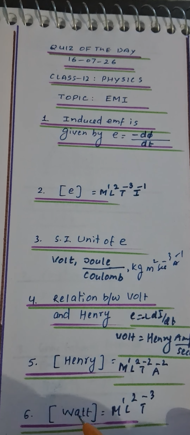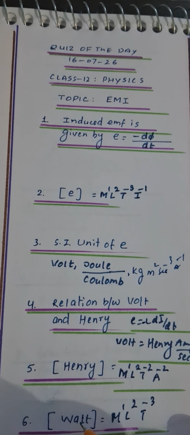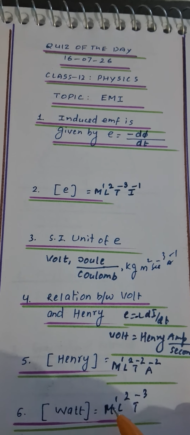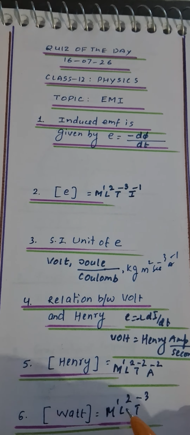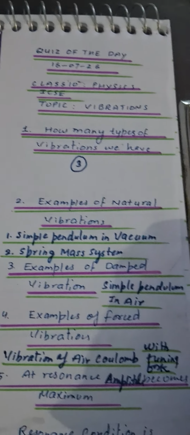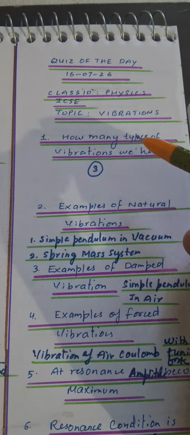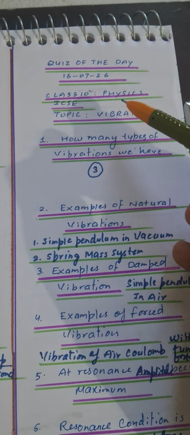Then we have next the dimensional formula for watt. Watt stands for power, and we know that the dimensional formula is M^1 L^2 T^-3. Then we have another quiz of the day. It is for class 10th ICSE board physics.